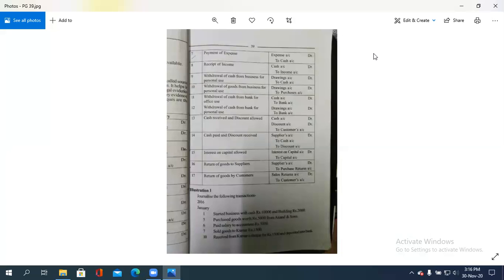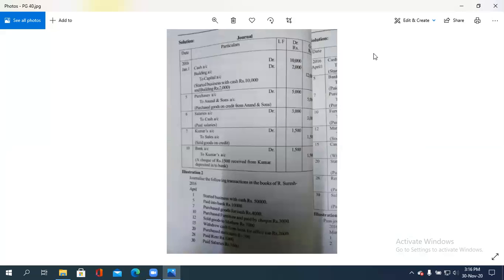Anand and Sons is a company personal account, or a company account in the name of a person. So that is a personal account. That is why we credit the giver, Anand and Sons, and debit the 5,000 to the purchases account, because goods are coming into the business. So debit all expenses and losses and credit the giver. That is why the entry will be purchase account debit to Anand and Sons.